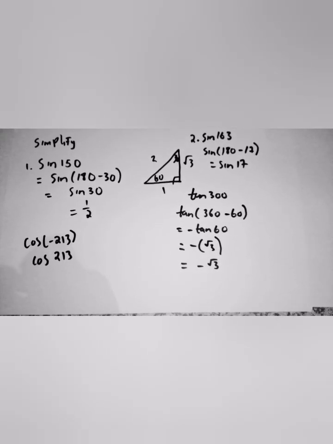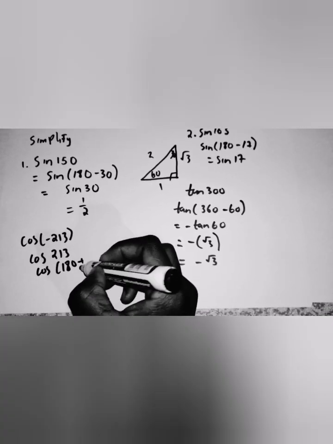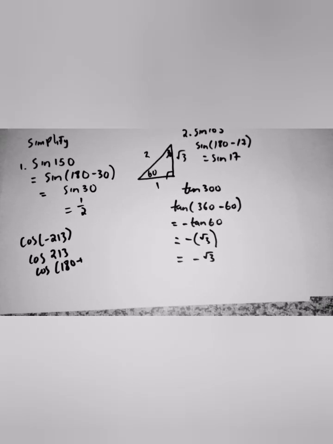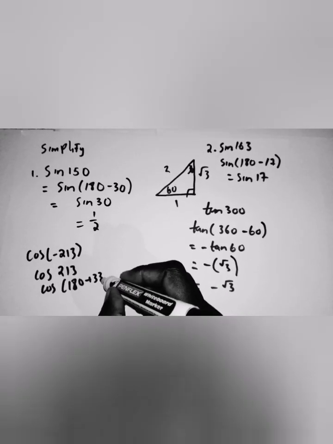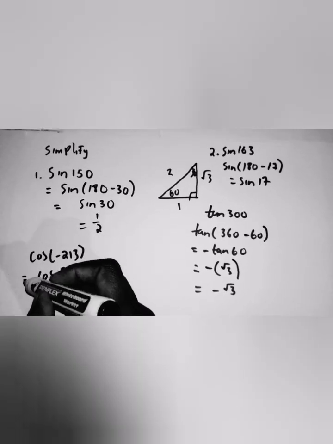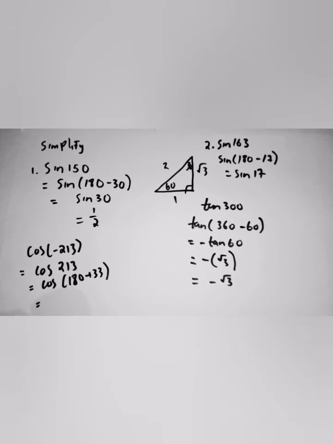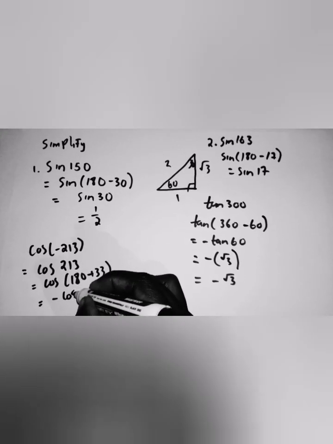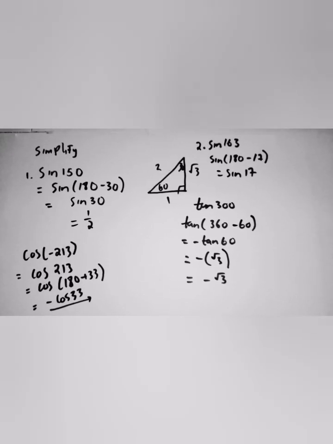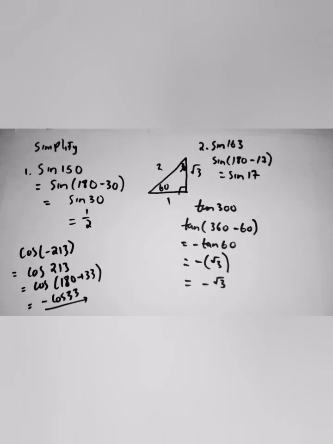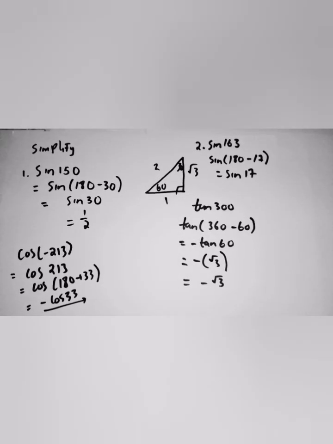Now 213, is it 180 plus or 180 minus? It is 180 plus. Why? Because that number is above 180. So what number did we add to get 213? It is 33. Therefore 180 plus is on the third quadrant, and cos on the third quadrant is negative. Therefore we'll have negative cos 33 as our answer. I hope you understand this. That's very important.